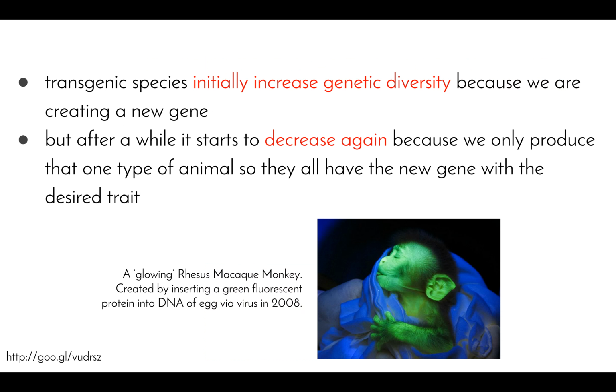Transgenic species initially increase the genetic diversity because we're creating a new gene. So we're inserting the gene from one organism into another. But after a while, the genetic diversity will decrease again because we are only then producing that one type of animal. So they all have that new gene with the desired trait inserted. Okay, it could also be one type of plant. So transgenics can be used in both plant and animal species.